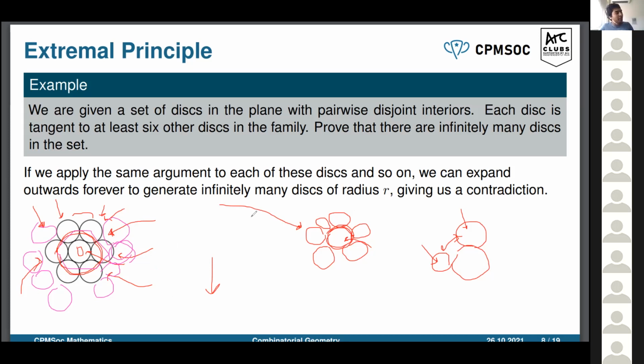So that generates infinitely many disks of radius r, and this is a contradiction because we assumed it was finite at the start. The main logic here is we first assumed there were finitely many disks, and considered the disk of smallest radius, but it turns out the surrounding disks must also have the same smallest radius, and you can keep on going outwards forever to have infinitely many disks of that same smallest radius. That's the final contradiction.